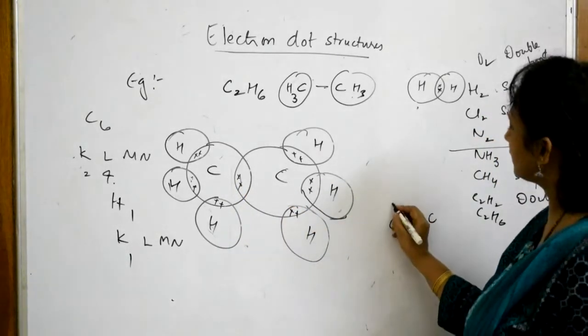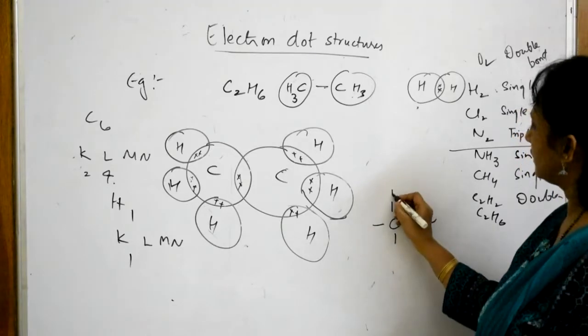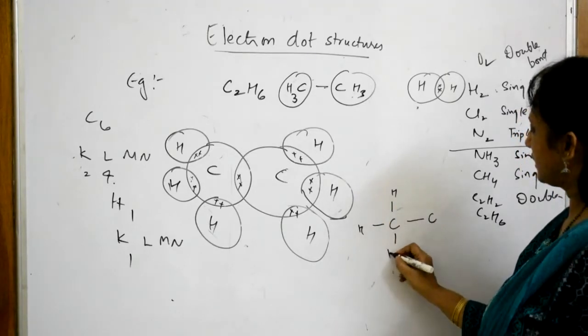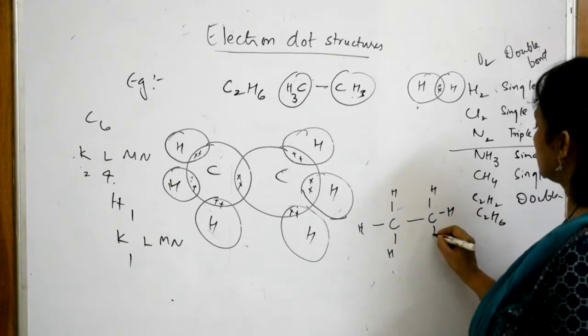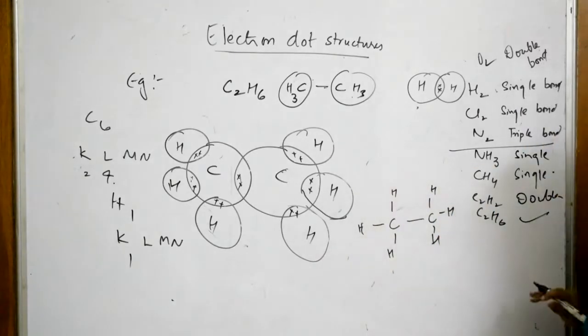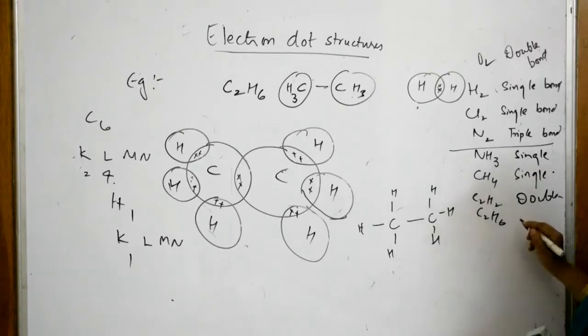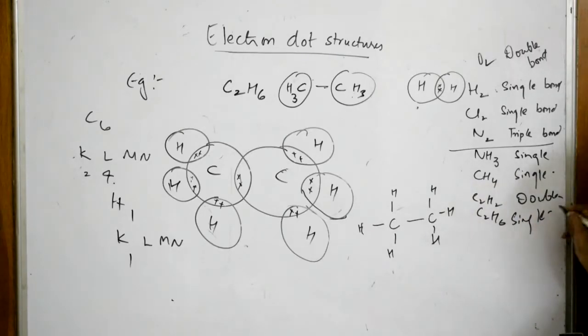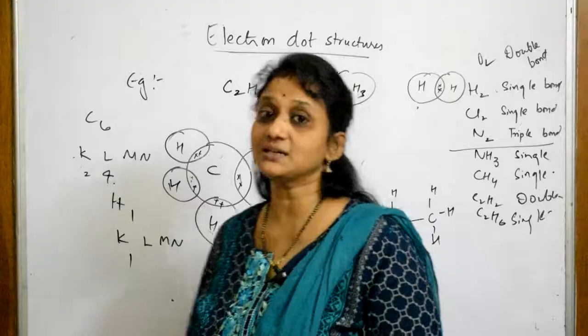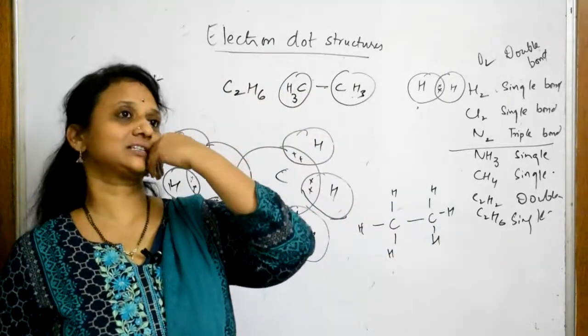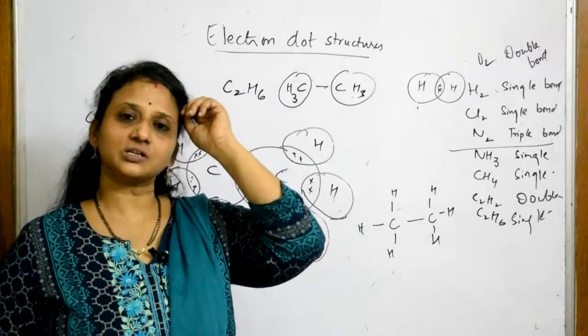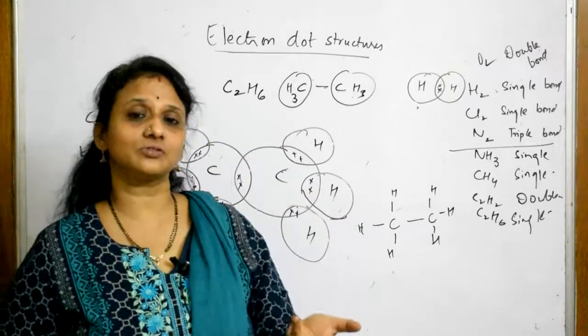How many hydrogens are there? 1, 2, 3, H, H, H. Done. For this carbon, 1, 2, 3, H. So C2H6, what is the type of bond we have? We have single bond. So I have taken a lot of examples here. So this is the structure, electron dot structures.